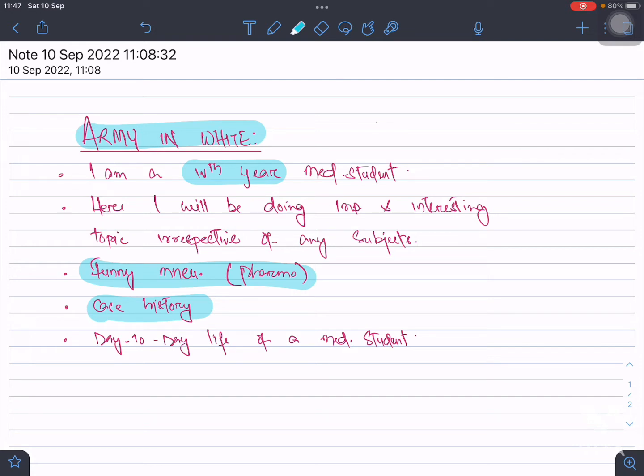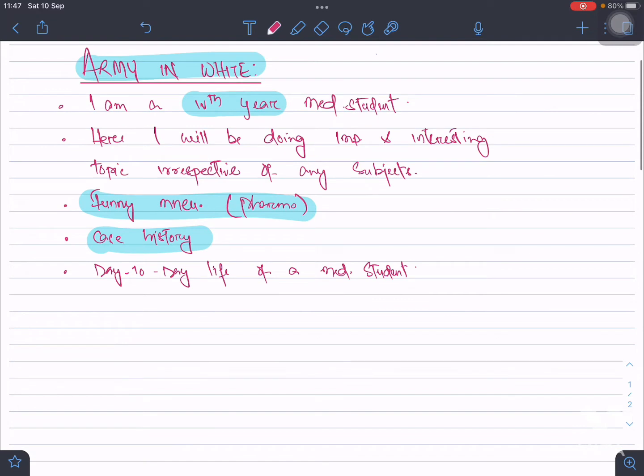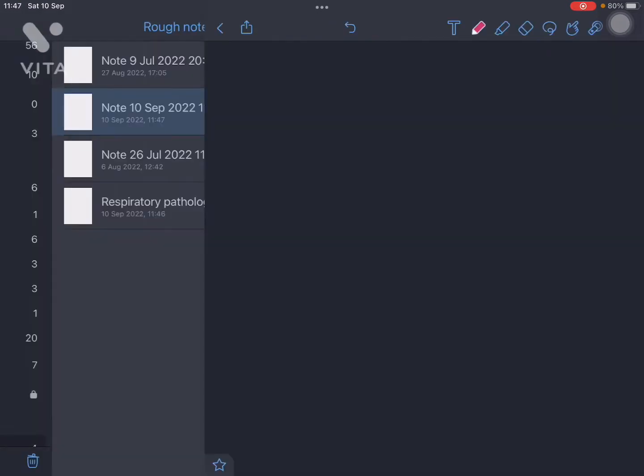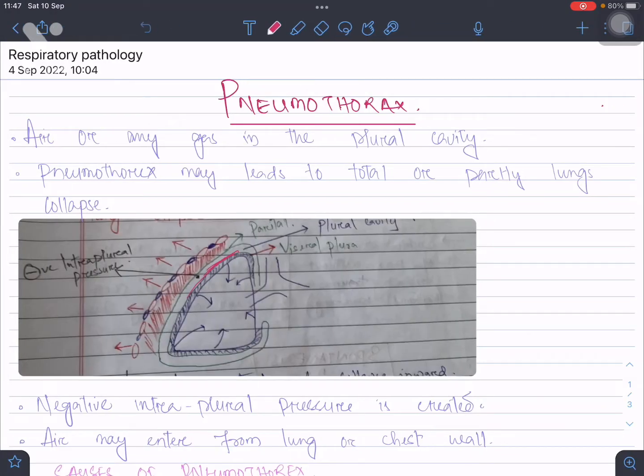Today we will be talking about a topic from pathology that is very important. And in pathology, let's look at respiratory pathology. So guys, let's get started. When we talk about respiratory pathology, the important diseases will be covered here. Firstly, let's do pneumothorax.